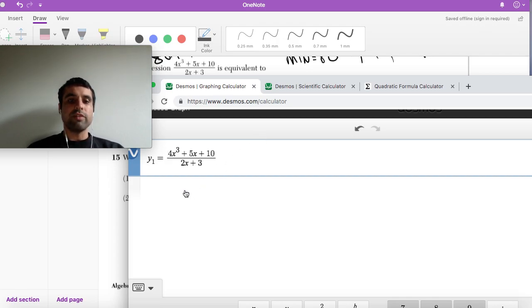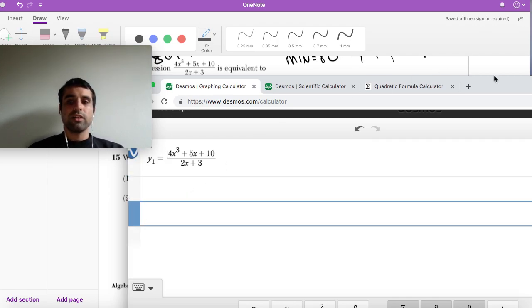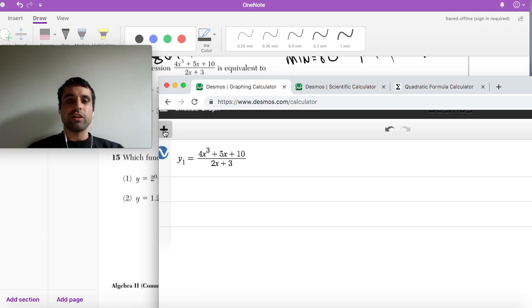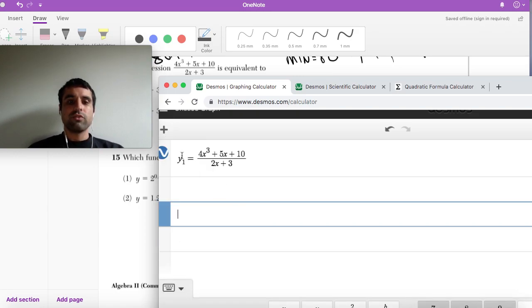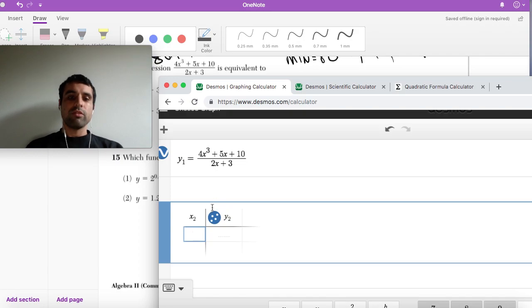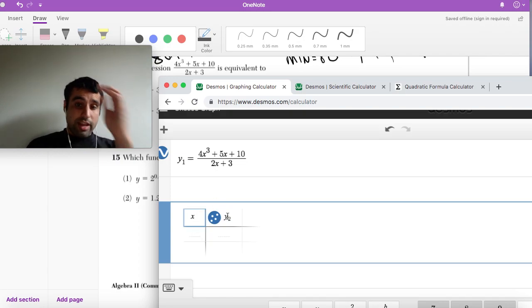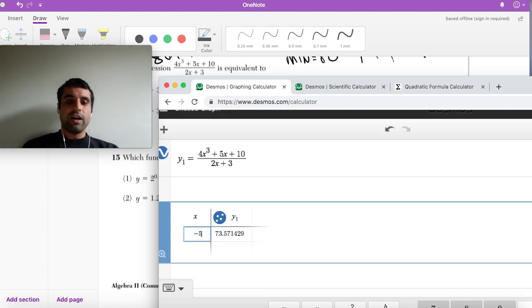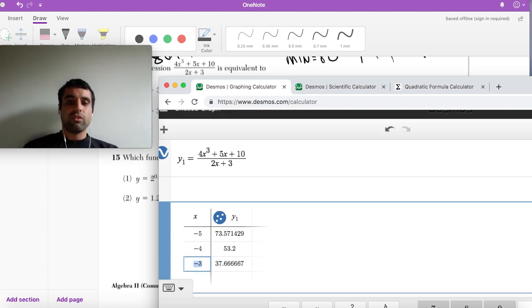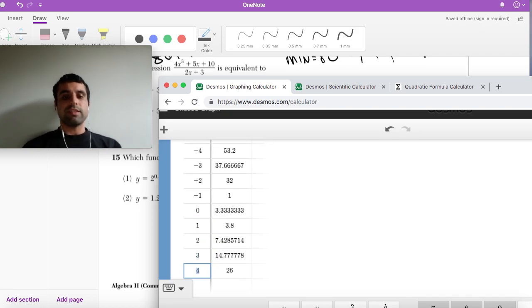I'm going to get a table of values, right? And so I'm going to put a third column where I enter the table for y1. So if I want a table, I want x and I want y1 in this column. Now I'm going to just start at -5, go up to -4, and just keep going up to, let's say, 5, right?